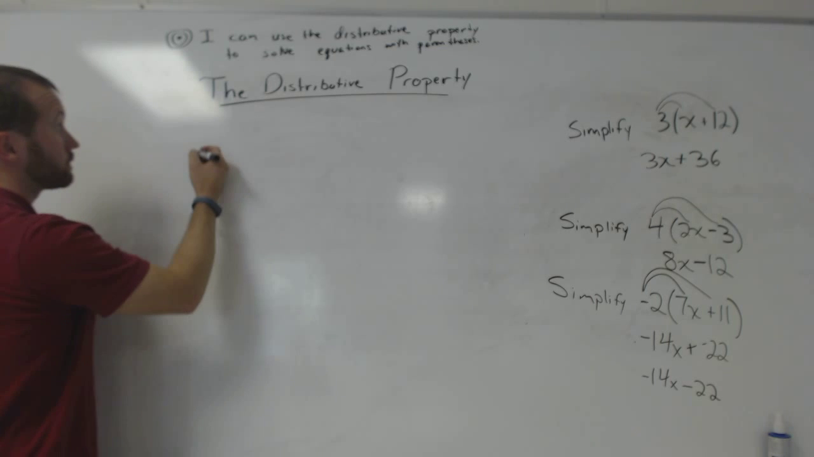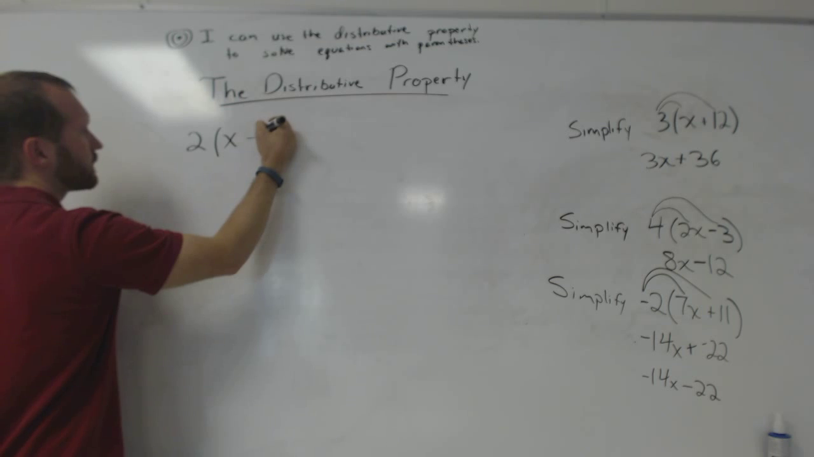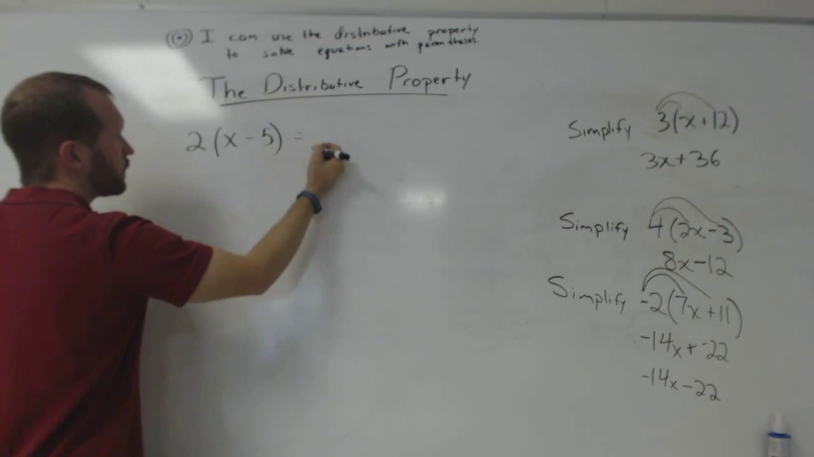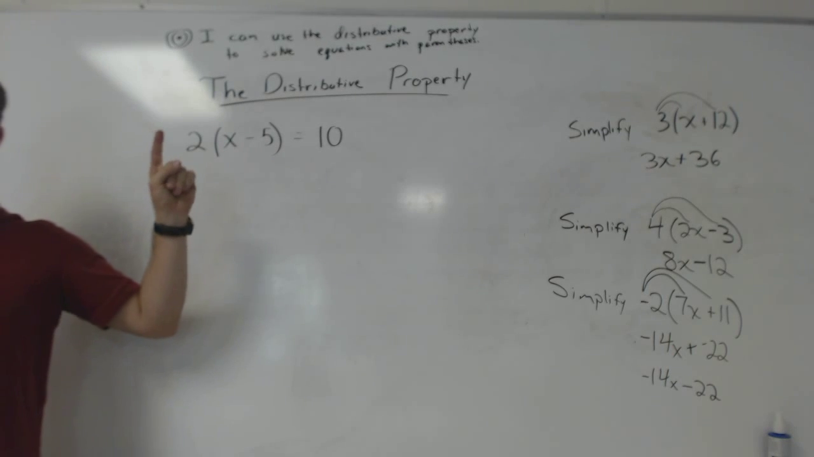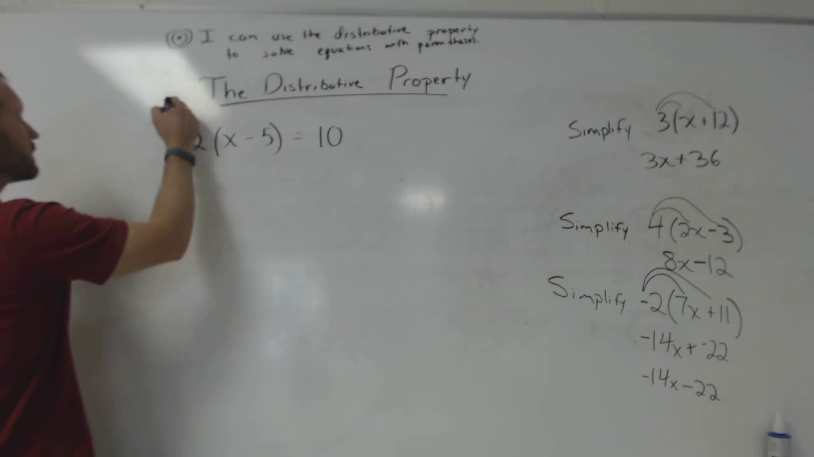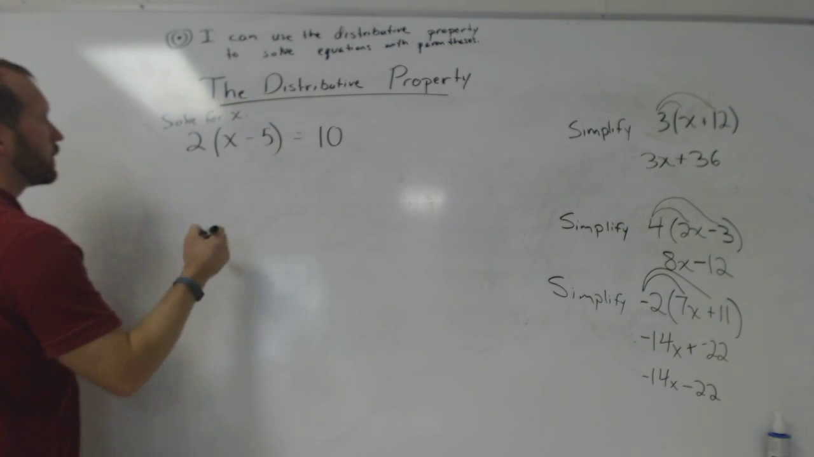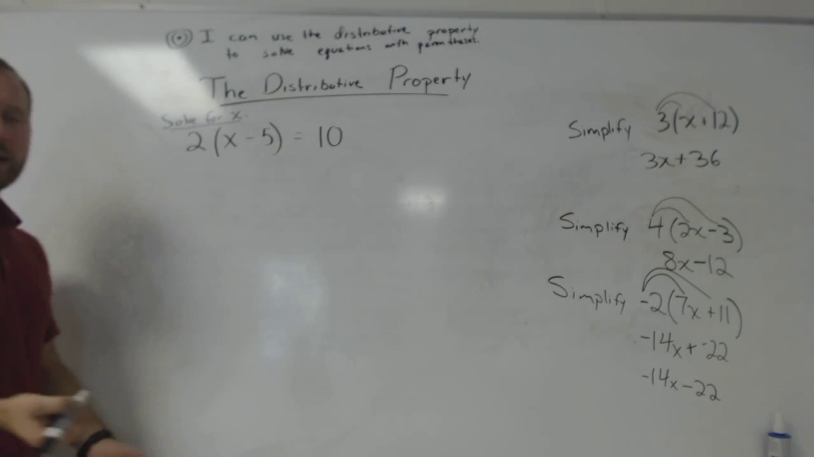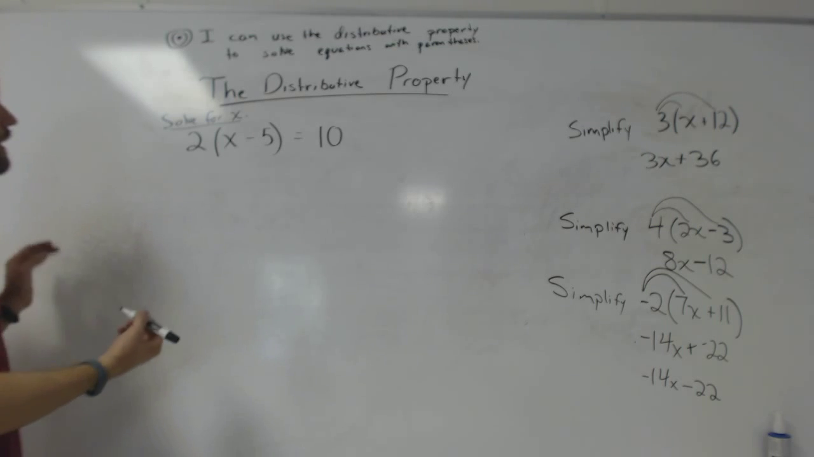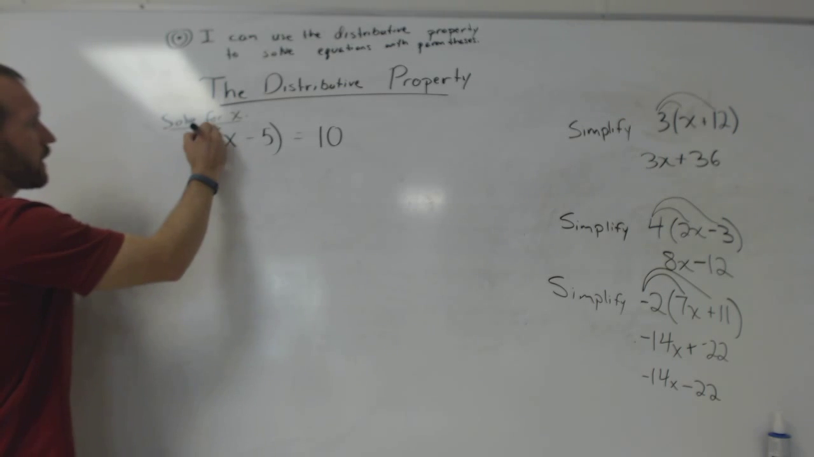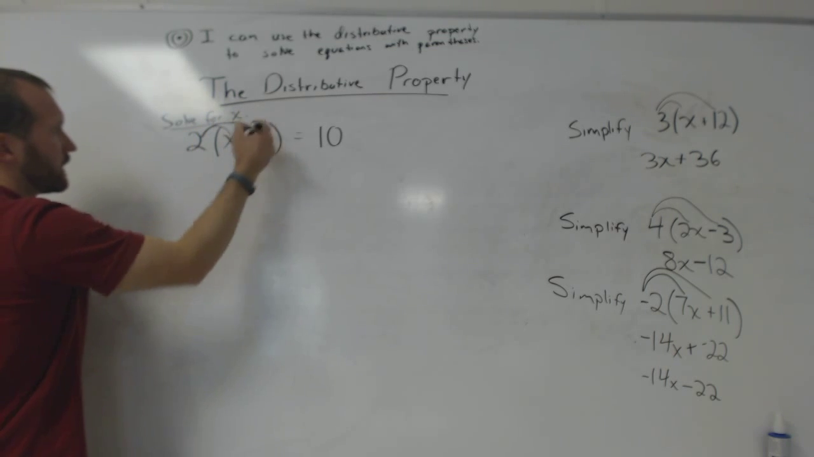Let's say we had this. 2 times x minus 5 equals 10. Is this an equation? Yes. So if they gave us the instruction solve for x, would we be able to do that? Yes. We can now because we know the distributive property. The way that I want you to solve these is to use the distributive property. So you're going to take this times this, and this times this.